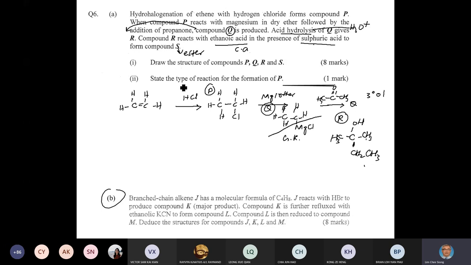Done now. State the type of reaction for the formation of P. So how should P be? P should be addition. If you put addition, I can accept it. Or you can put something more sophisticated, but be careful. You can call it electrophilic addition, that is also fine. But if you put nucleophilic addition, it is totally wrong, no mark. So be careful.